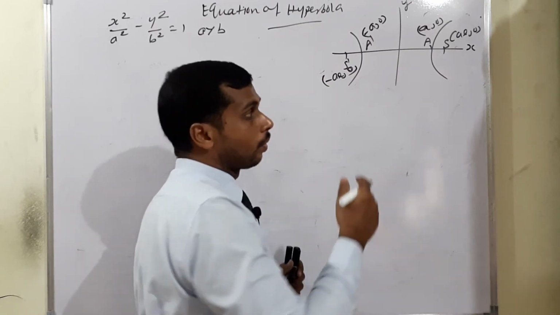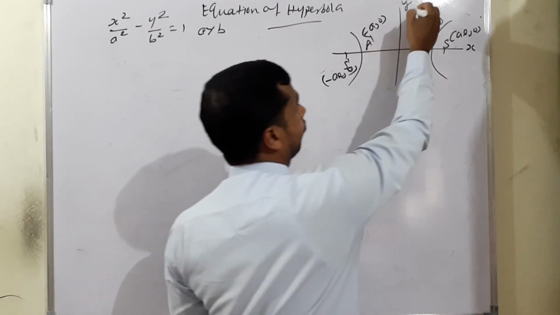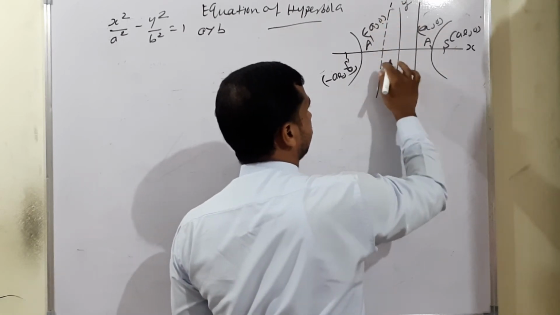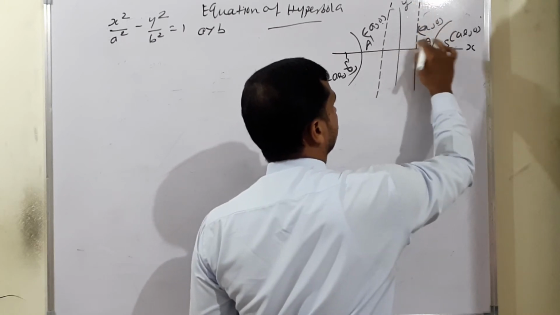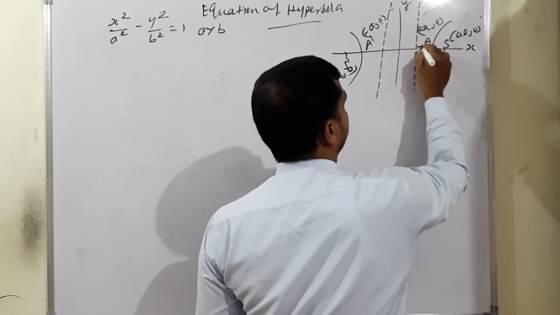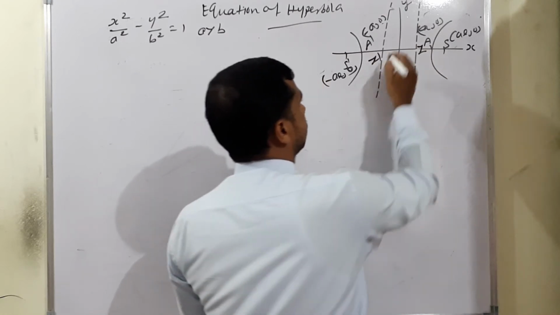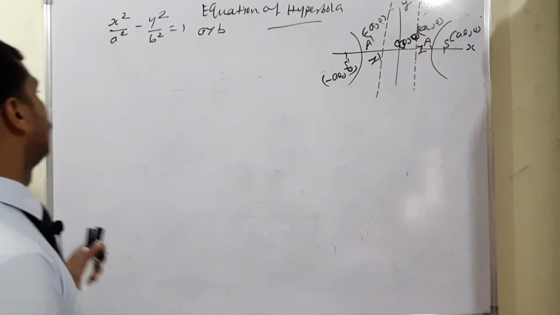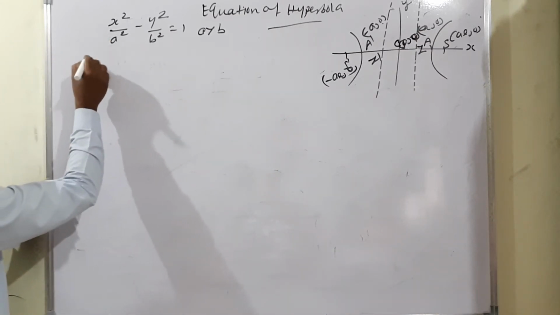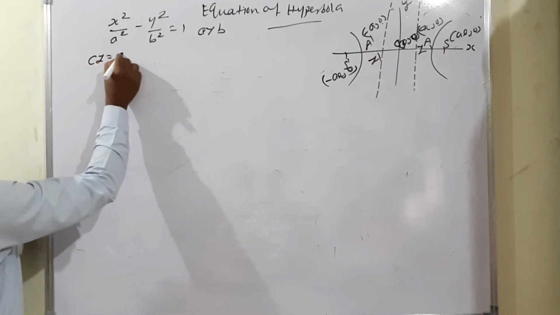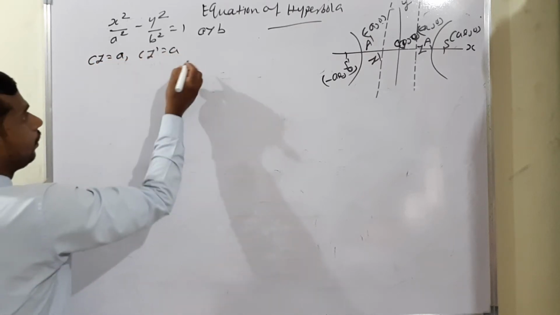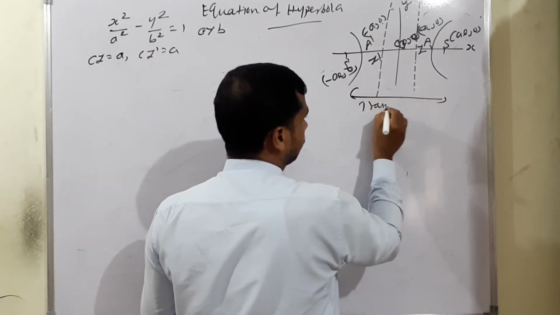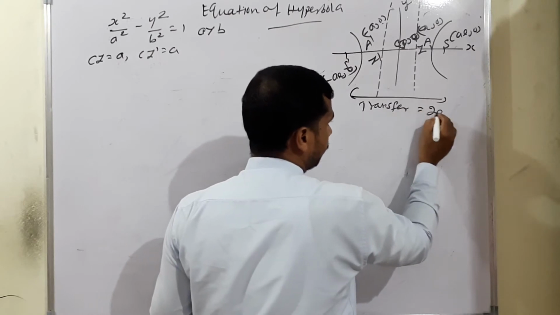In the ellipse we drew the directrix outside, but here we have to draw the directrix line inside, shown as a dotted line. These are Z and Z dash. The center we already know is the origin, 0 comma 0. Now the main condition: CZ is equal to A, and CZ dash is equal to A. Then the total transverse length is 2A.